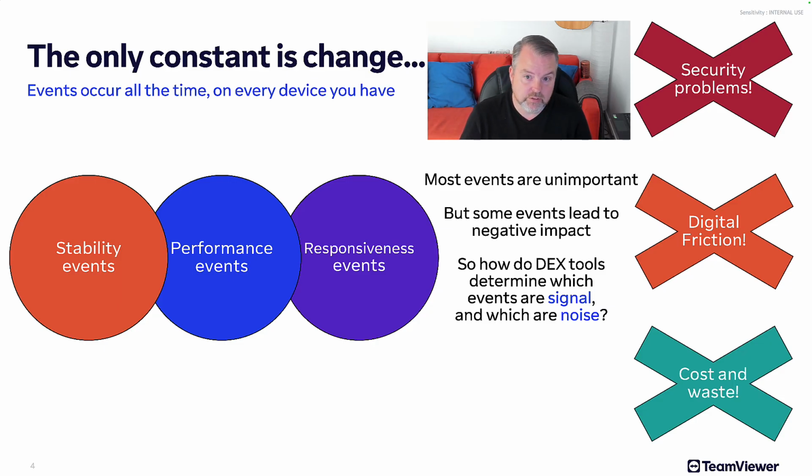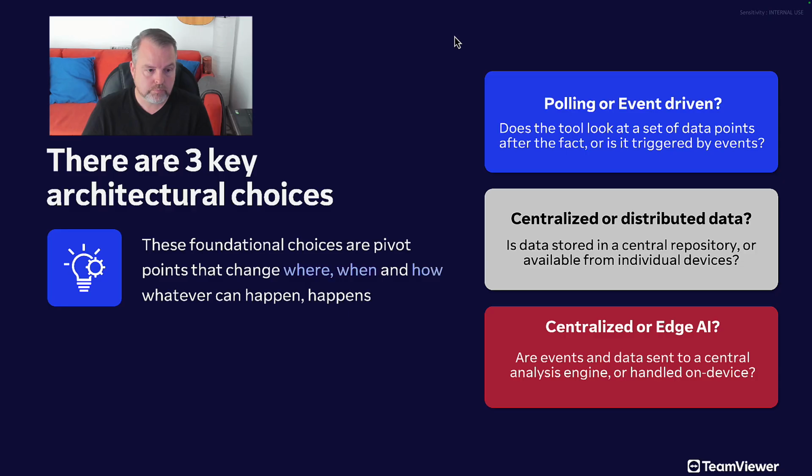But some of them might lead to a negative impact, a security problem, digital friction, and a user having an issue and not being able to get what they want done, so a negative DEX experience. Cost and waste of time, waste of money. So ultimately, how do we look at the events that occur and identify the 0.00 something percent of them that are actually signal rather than noise?